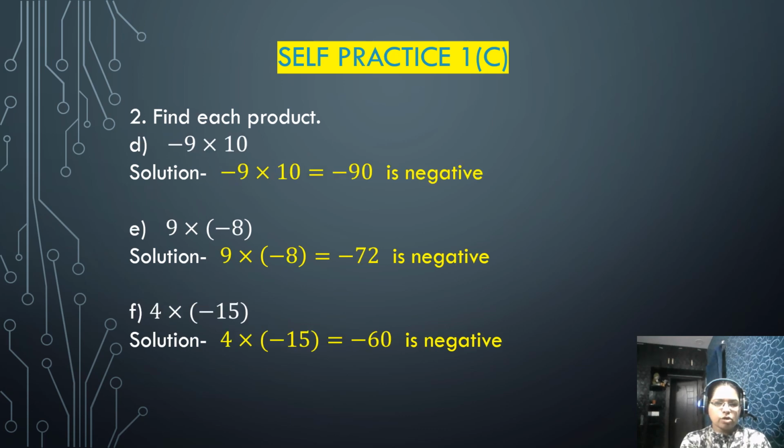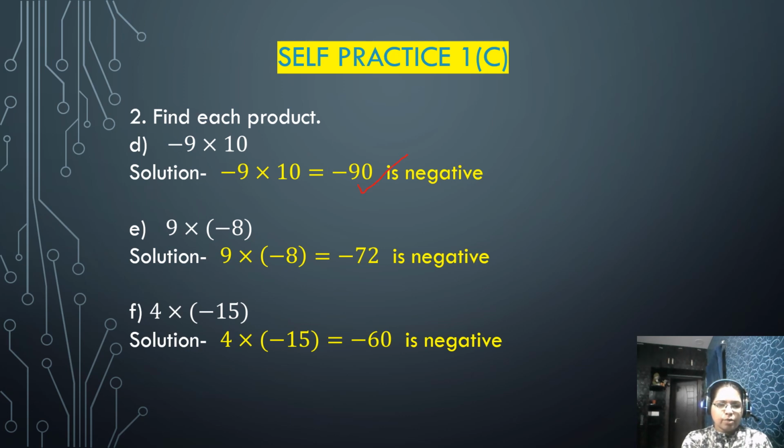And now we solve D. Minus 9 multiplied by 10. Minus 9 is a negative integer and 10 is a positive integer. We know multiplication of negative and positive, we get a negative integer. So minus 9 multiplied by 10 is minus 90, and minus 90 is a negative integer.